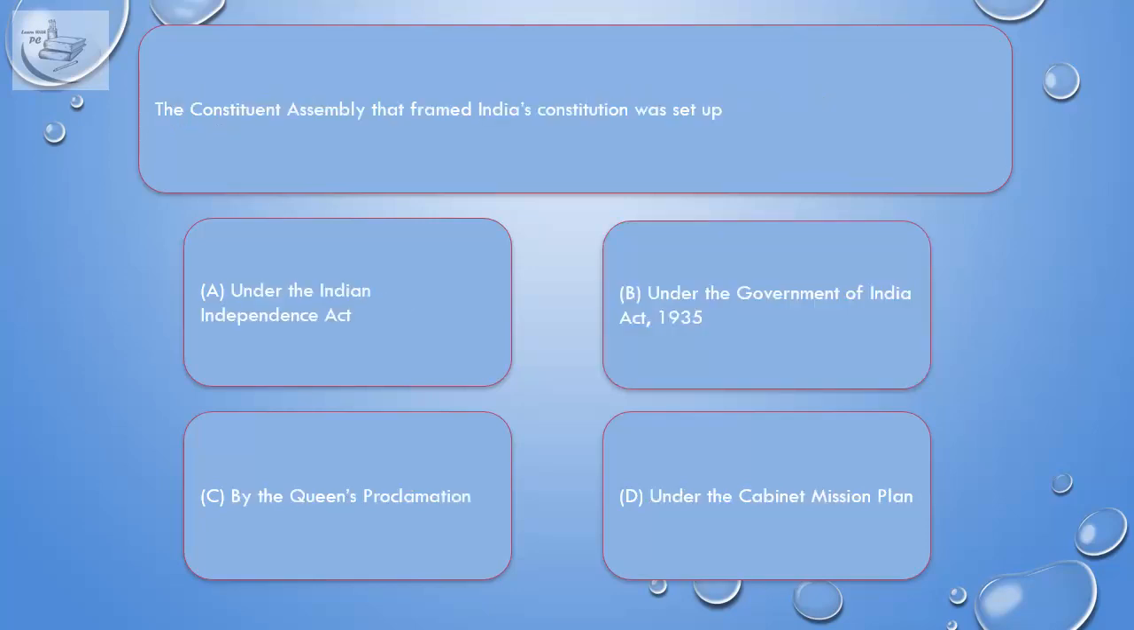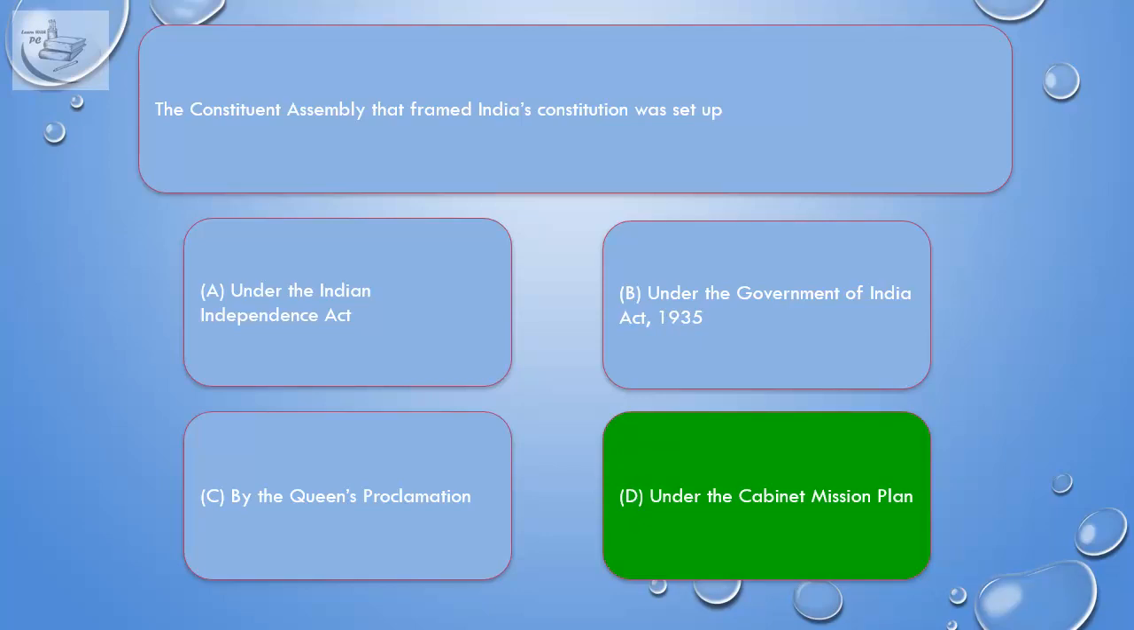Question: The Constituent Assembly that framed India's constitution was set up A. under the Indian Independence Act, B. under the Government of India Act 1935, C. by the Queen's Proclamation, D. under the Cabinet Mission Plan. Correct answer is D. under the Cabinet Mission Plan.